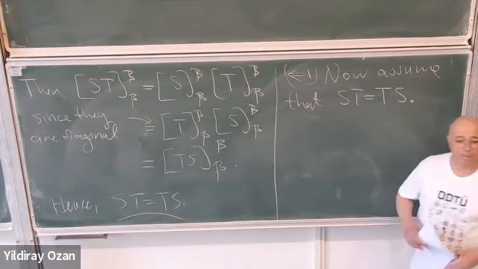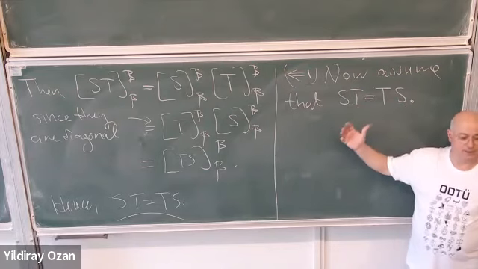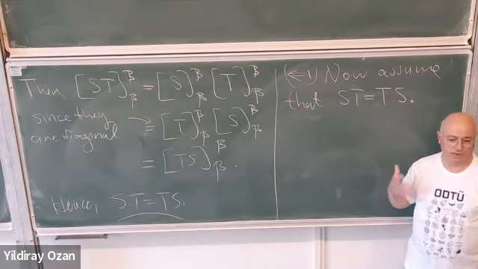What do I need to do? We must find a basis in which both operators are diagonal.